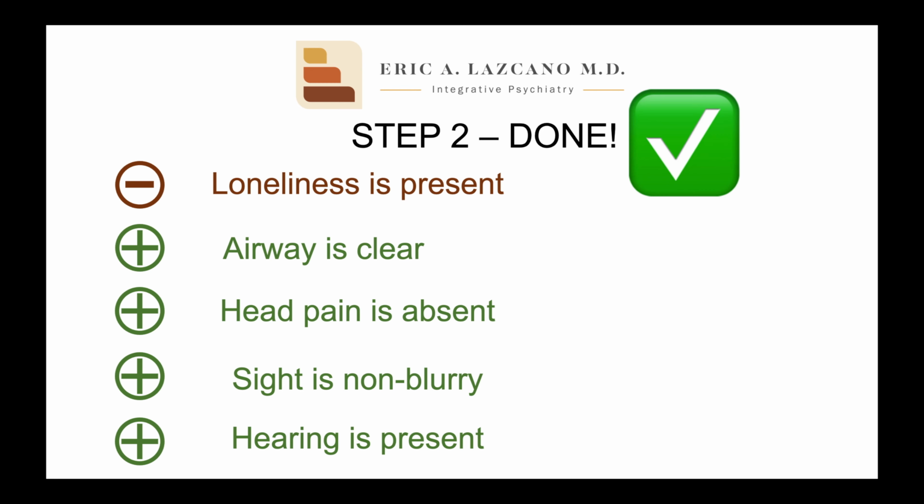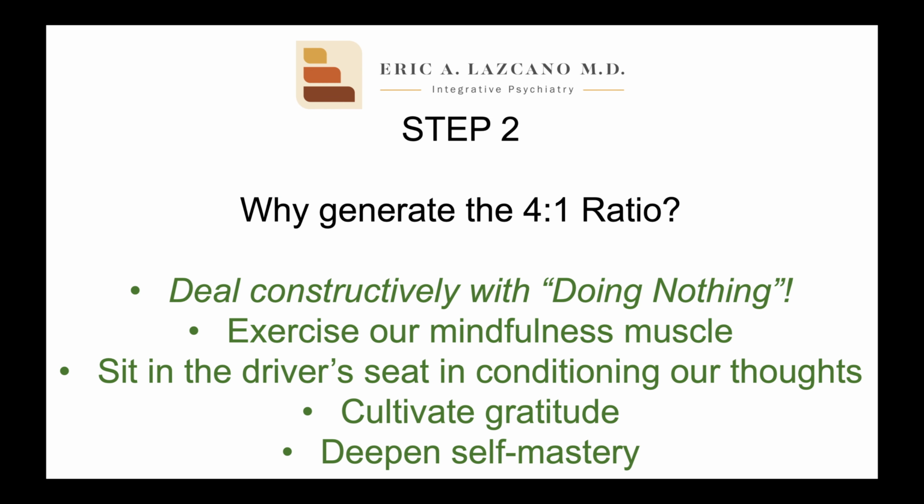We've generated our 4-to-1 favorable to unfavorable ratio. To recap again, why are we doing this ratio generation exercise? It's to deal constructively with doing nothing. We don't need to purchase any plane tickets. We don't need to purchase any memberships. There's no expensive equipment. You just need a pen and a piece of paper and presence. That's it. The only prerequisite to productivity is being present.